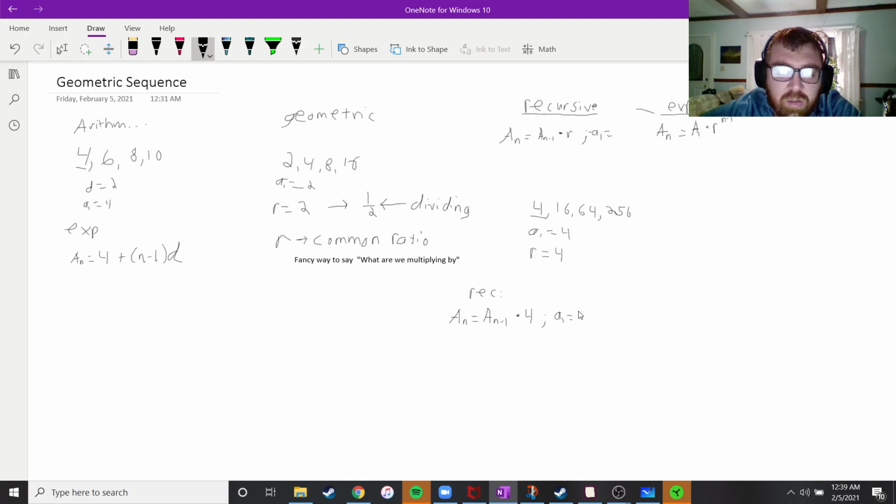A1 is equal to 4. Alright. Now let's talk about the explicit formula. In this case, I'm going to take the value of a to the n power is equal to 4, because that's my A1, the first term, times 4 to the n minus 1 power.